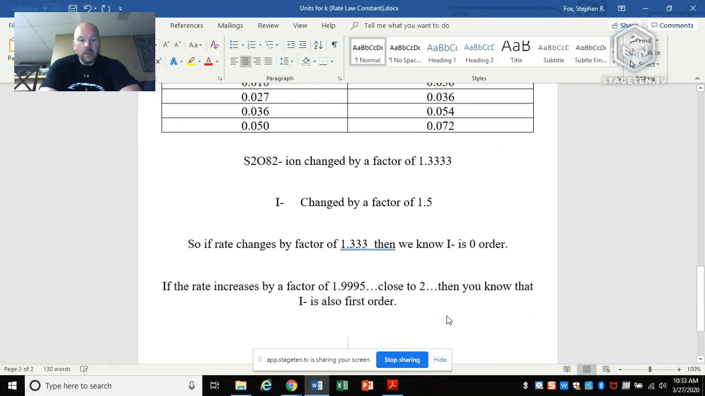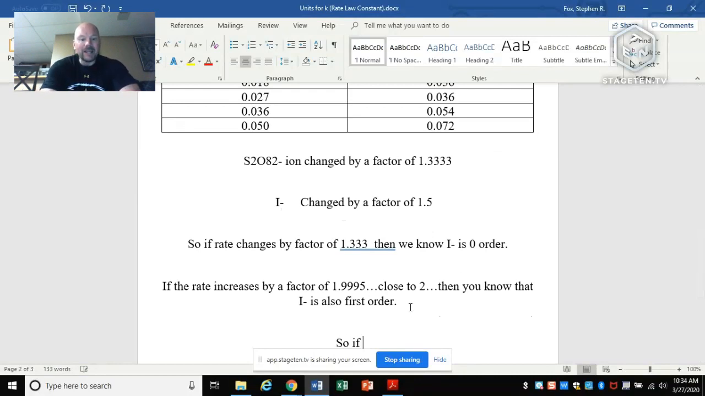Well, what's 1.5 squared? 1.5 squared is 2.25. So let's say I minus was second order. That means whatever change you do to the concentration, that change squared is what happens to the rate.